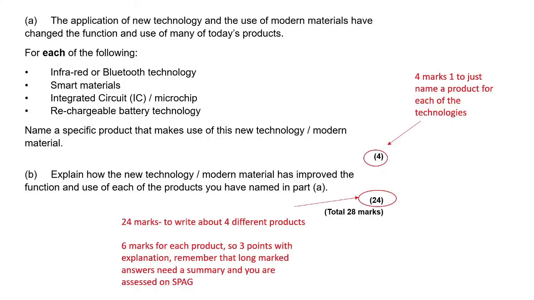So just breaking that down first of all: part A is quite simple, 4 marks, 1 mark each for saying which one is correct. And then part B is 24 marks to write about 4 different products. Obviously 24 marks, you think, oh my god, that's a huge amount of things, which it is, but 24 marks for 4 things just means 6 marks for each product, which, breaking that down more, is 3 points with explanations that you need to have.